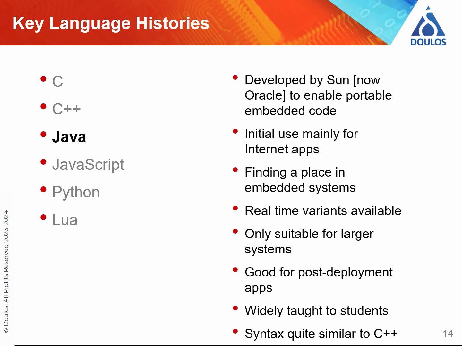Java is another sort of C-based language, so the syntax is very similar. It was developed by Sun, who are now Oracle, to enable portable embedded code, and the initial use was mainly for things like internet applications. It's used in embedded systems, and there are even real-time variants available, but again it's really intended for larger systems. One of the advantages is that it's very good for post-deployment applications. You can add code once your product's out in the marketplace. It's widely taught in universities, so a lot of people have learned Java as their first real programming language, and it has some strong similarities with C++.